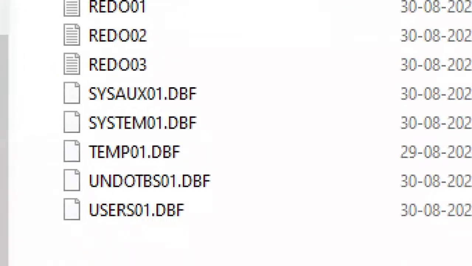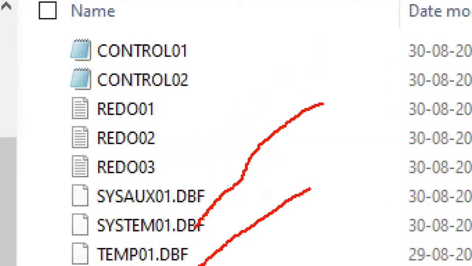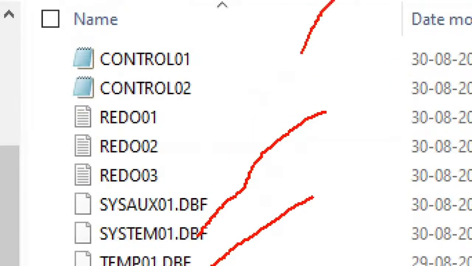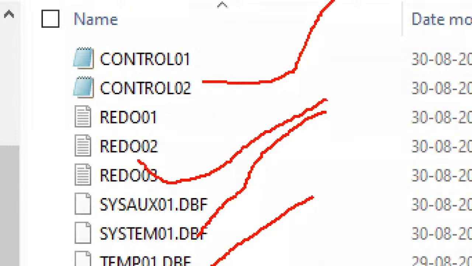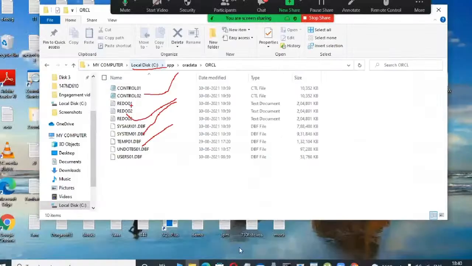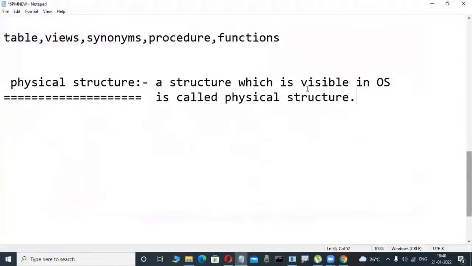These are data files, .dbf files, something. Okay, fine. What is this? You don't have an idea. Later you will become familiar. There are also control files and redo log files. That's why a structure which is visible in the operating system, some files are visible, is called the physical structure.